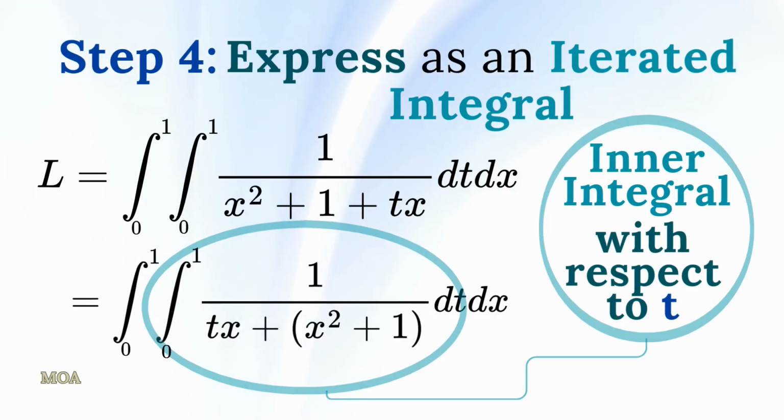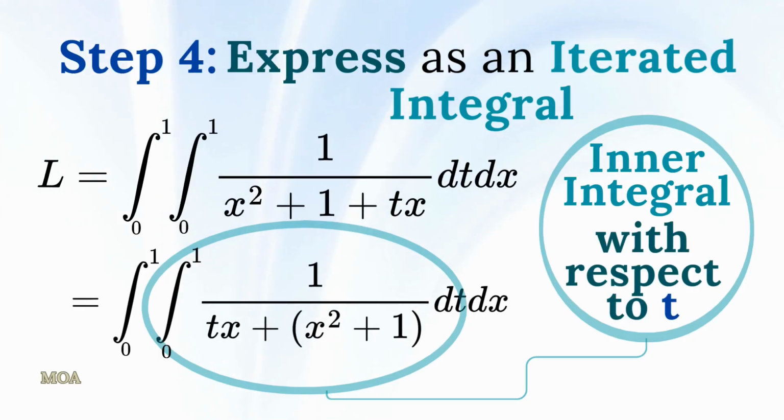Then, recognizing the inner sum as a Riemann sum, we replace it with an integral in the variable t. In this inner integral, x is treated as a fixed constant, and we integrate only with respect to the variable t.